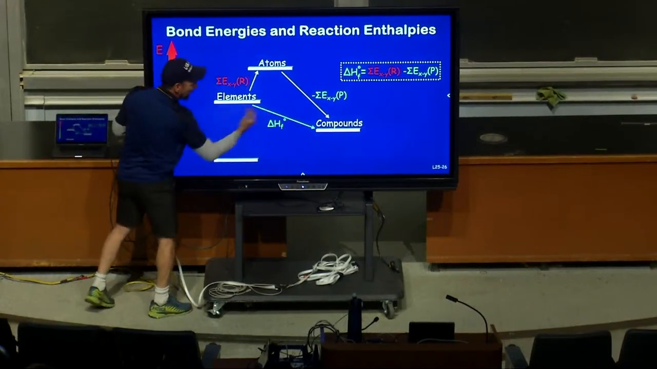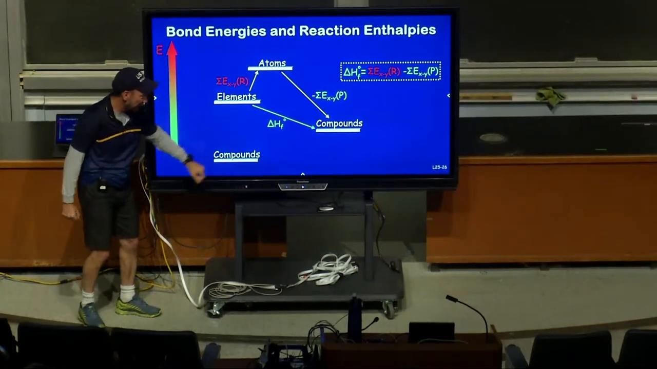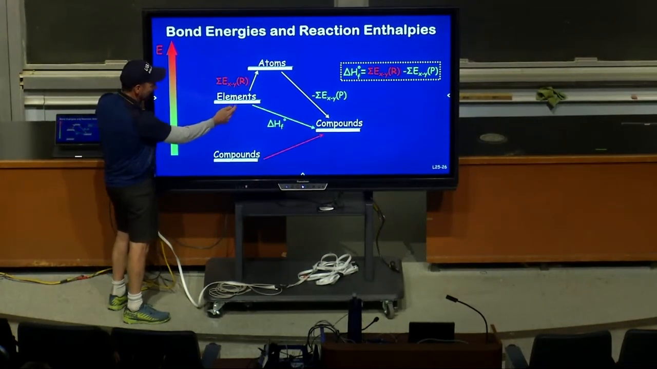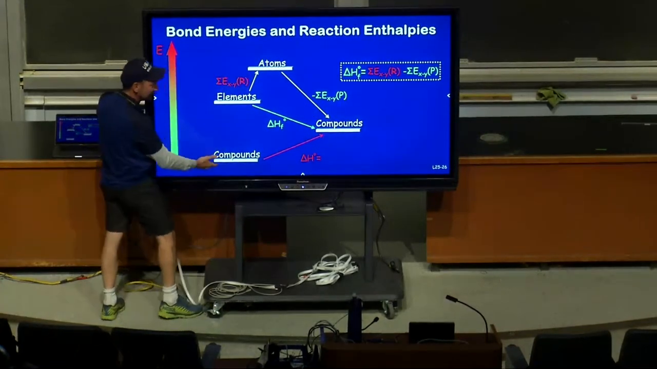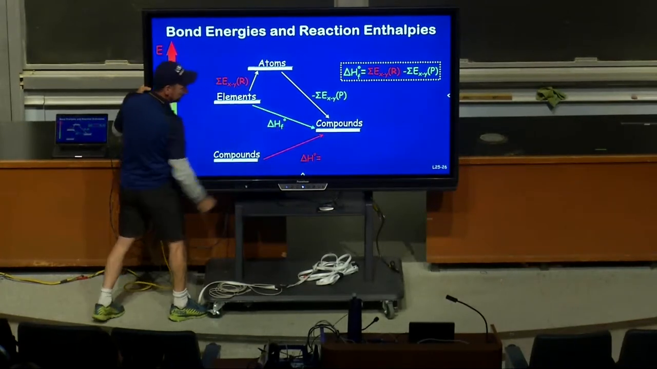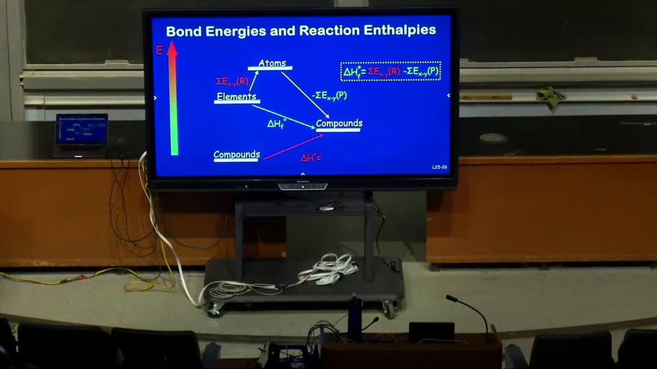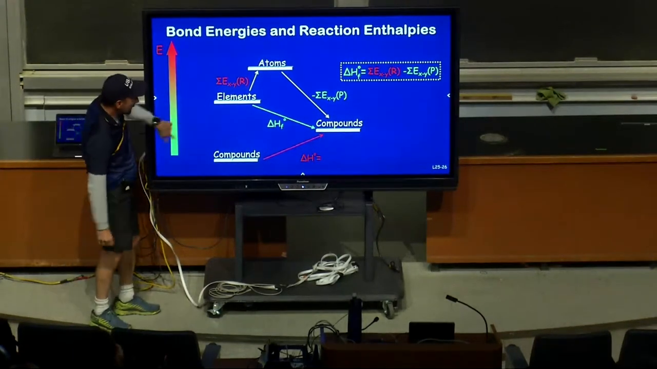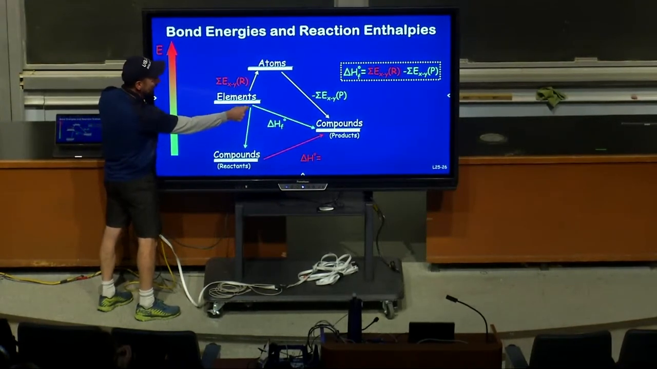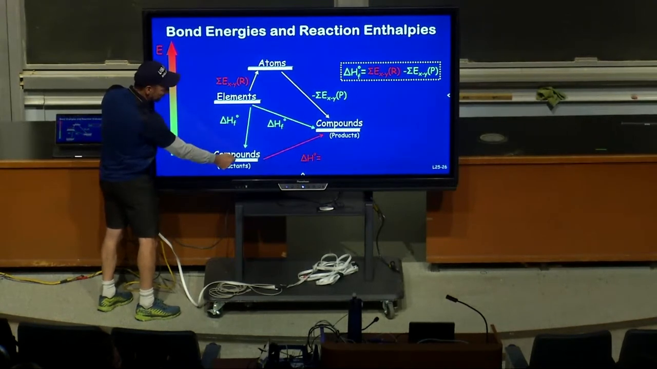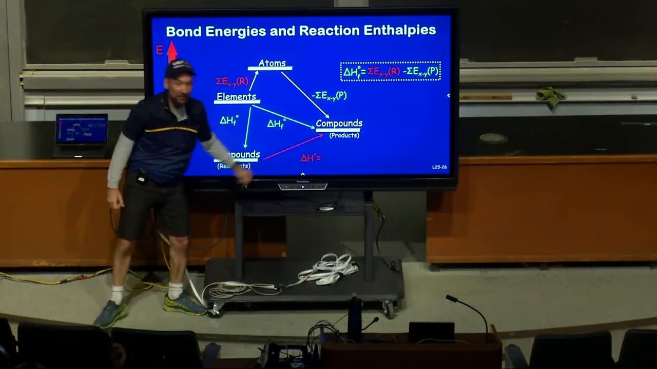We have elements going to compounds, enthalpies of formation. If I have some other group of compounds here, of course, I could form them. But this group of compounds going to that group of compounds is some other chemical reaction, and I want to know the enthalpy of that reaction. But I've done this before. If those are the reactants and those are the products, I can take this as the enthalpy of formation of the reactants and that as the enthalpy of formation of the products, and that's what we have done previously.